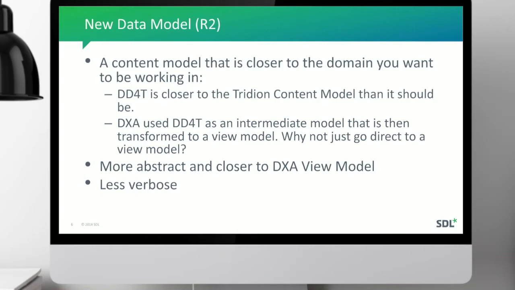If you were to look at the content model that you used to use, it's quite large, and a lot of the information in there is redundant. It's not actually used by DXA. So part of the move to this new data model was the reduction of that data. It makes it a lot easier to read, and it's a bit cleaner.